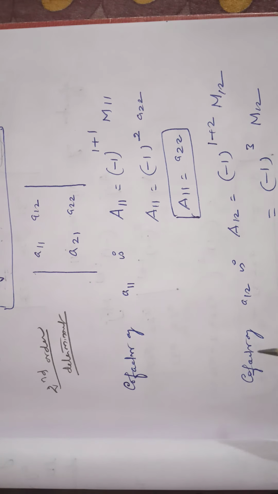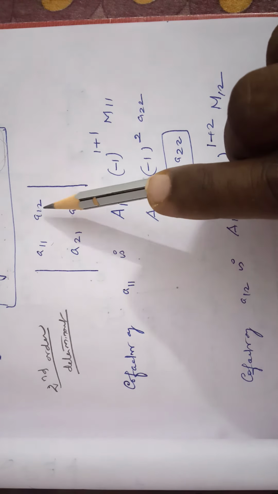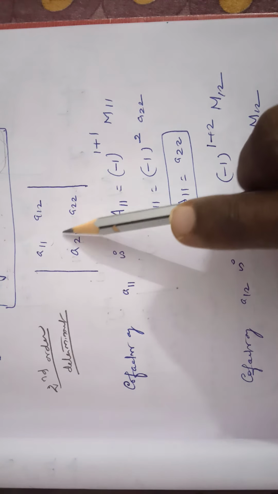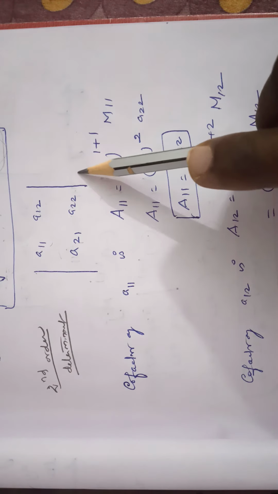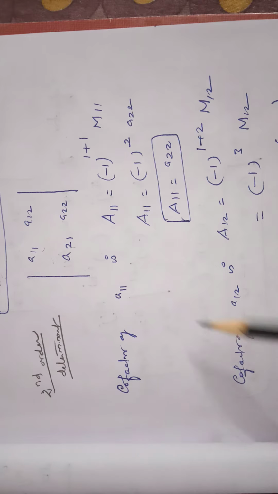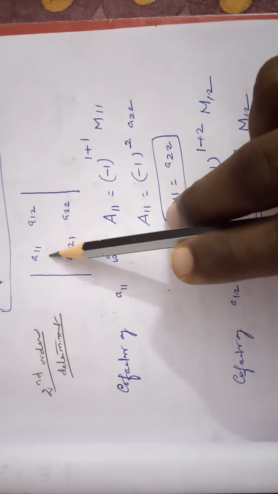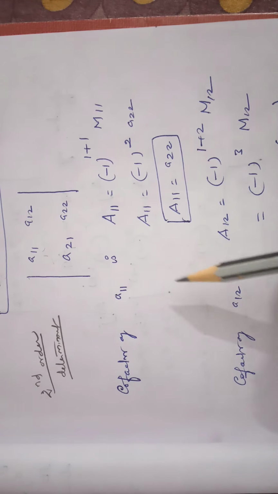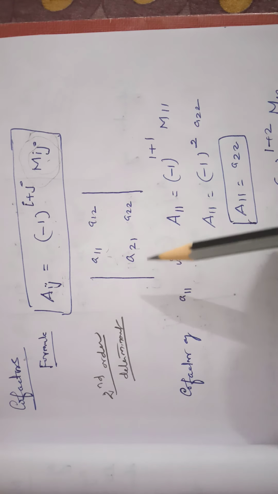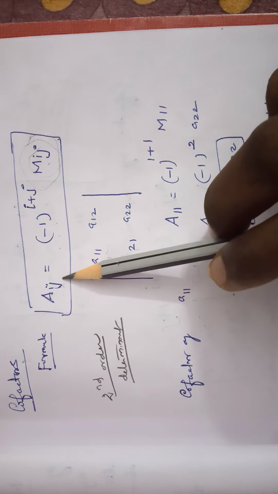So first we have to take the second order determinant A11, A12, A21, A22. Find the cofactor of this determinant. We have to find out the cofactor of A11. So for A11, write down the formula. In the A11 place, i is 1, j is 1.